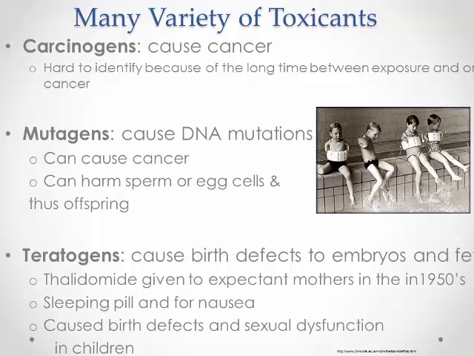3. Teratogens are compounds that cause birth defects to embryos and fetuses. A famous example of a teratogen is thalidomide. This drug was given to expectant mothers in the 1950s as a sleeping pill and a treatment for nausea. Sadly, when the children of women who took this drug were born, it was quickly discovered that the drug caused birth defects and sexual dysfunction in the children. Many of the children born to mothers who took thalidomide were unable to have their own children.